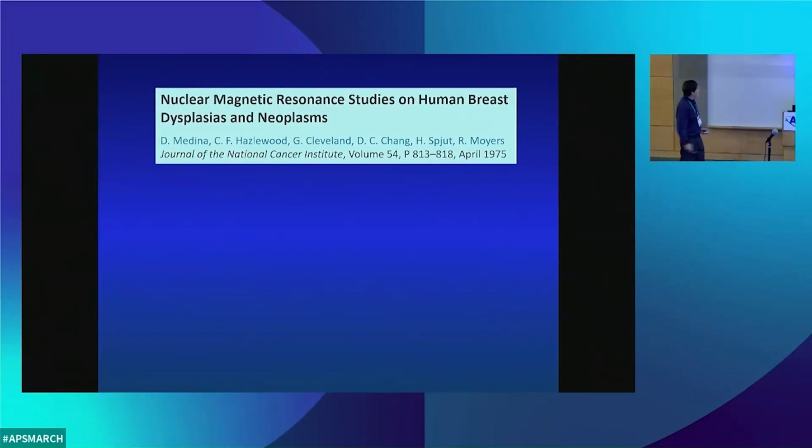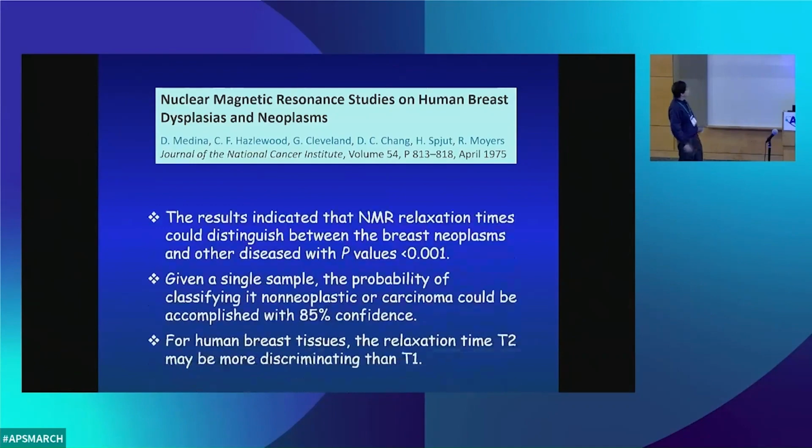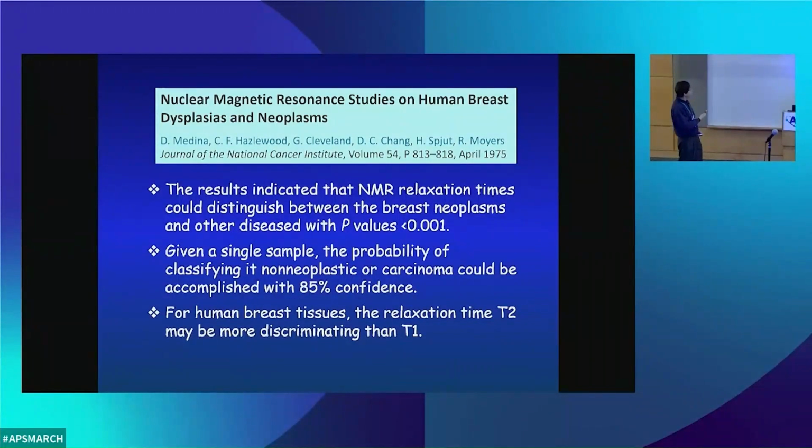Actually, a few years later, we collaborated with the pathology department in the Texas Medical Center, and we looked at biopsy samples from humans, also from breast cancer. We published this in the Journal of the National Cancer Institute, a nuclear magnetic resonance study on human breast dysplasias and neoplasm. The conclusion of the paper is that our results indicate that NMR relaxation time could distinguish between breast neoplasm and other disease with a p-value less than 0.001. And given a single sample, the probability of classifying it as non-neoplastic or carcinoma could be accomplished with 85% confidence.